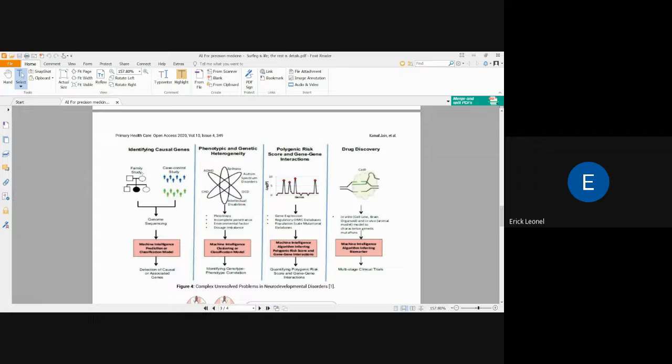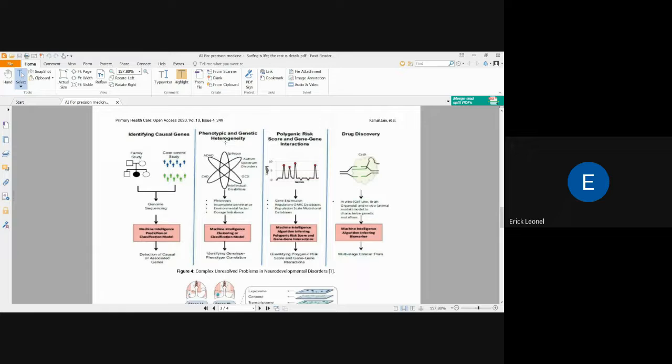Regarding phenotypic and genetic heterogeneity, we can say that in the last decades, the digitization of medical health records added a large amount of data related to healthcare. So in this slide, the application of AI algorithms may benefit from those digitization efforts, which can help establish genotype-phenotype relations for genetic diseases.